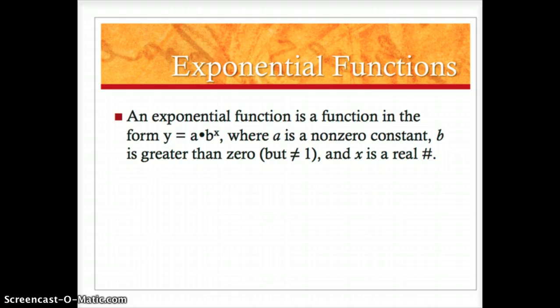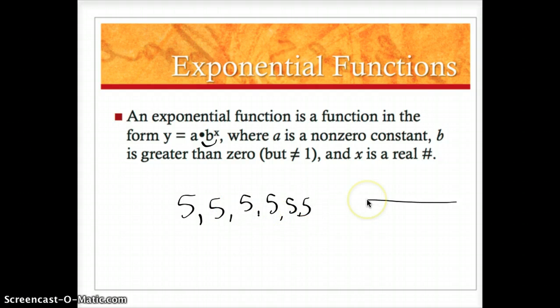And b, which would be your ratio, has to be bigger than 0, so it can't be negative, but it can't equal 1, because if it were equal to 1, and you started with a number, then you'd notice, hey, look, we just keep getting the same number over and over again, and that would end up being a straight line when you graphed it. So that would be linear, it would not be an exponential function. So for an exponential function, y equals a times b to the x, a has to be a non-zero constant, and b has to be greater than 0, but not equal to 1.